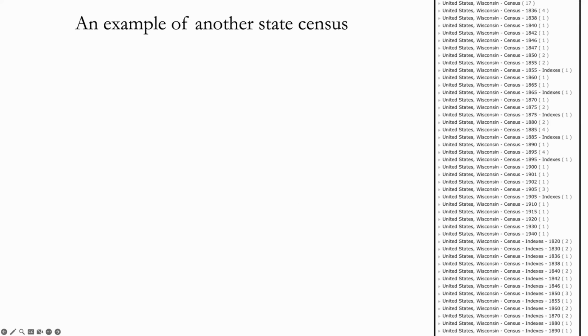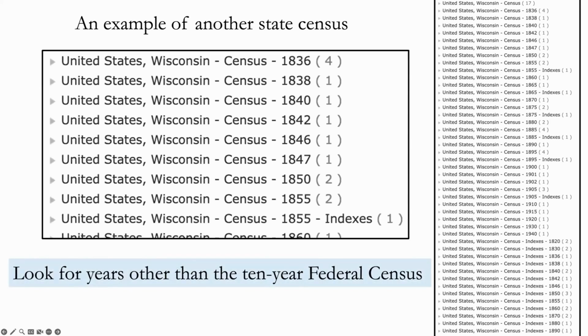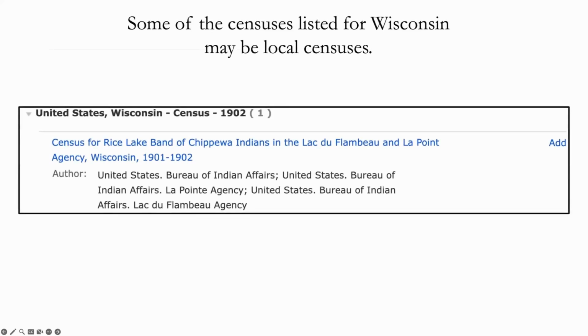You have all the listings of census records as they have been cataloged by Family Search. If we look closely, we'll see that there are records for years other than the 10-year census. This indicates that these are censuses that are not part of the federal census. There are other censuses, so there's one in 36, 38, 40. There isn't that much more detail here about those censuses until you get into looking at an individual census.